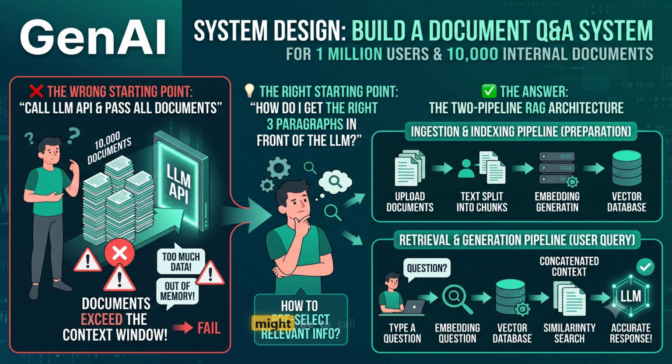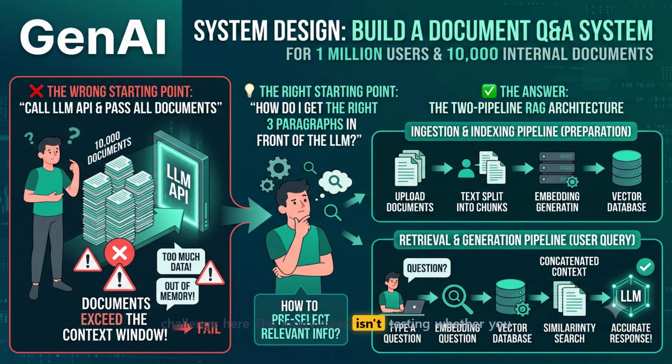Your first instinct might be to call the LLM API and pass those documents in. Stop right there. That approach hits a wall immediately because 10,000 documents will always exceed any context window. It's an instant fail. Think of it like walking into a massive library. If you ask a librarian a question, they don't hand you the entire building, they hand you the 3 most relevant books already open to the right page.